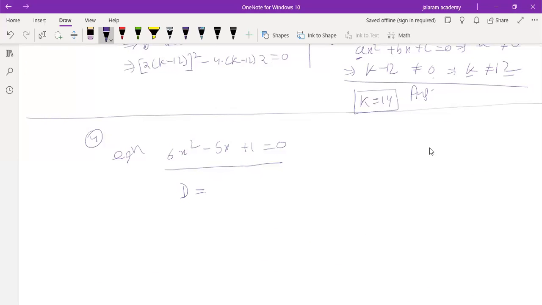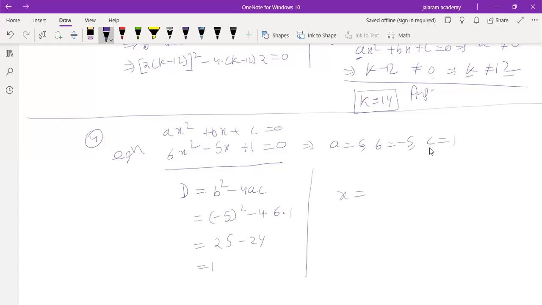So first find the discriminant, which is b square minus 4ac, comparing it with ax square plus bx plus c equals 0. So value of a is 6, value of b is minus 5, value of c is 1. So it is minus 5 whole square minus 4 into 6 into 1. That is 25 minus 24 equals 1. So it's a perfect square number. It can be an integer.